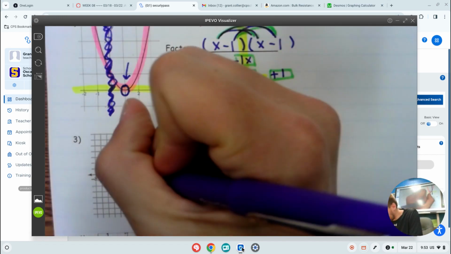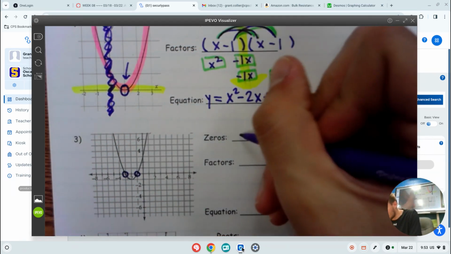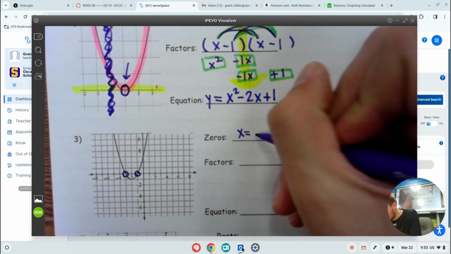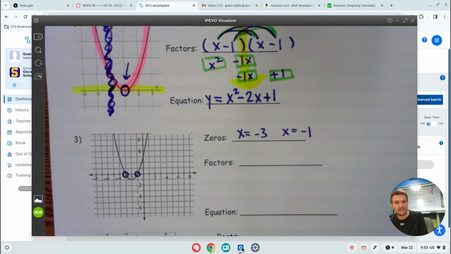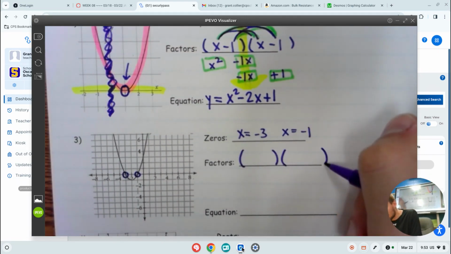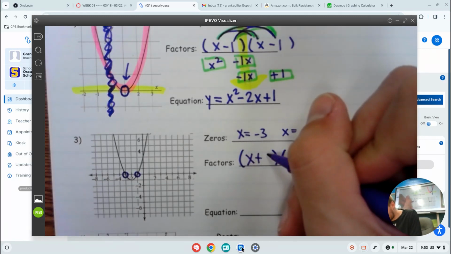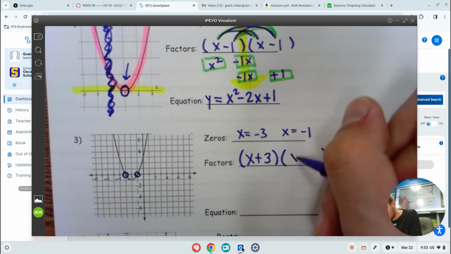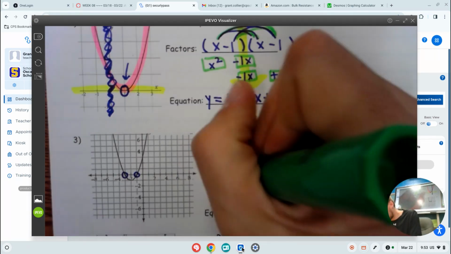So hopefully you figured out there are some zeros. That's working at x equals -3 and x equals -1. And that means our factors should be opposites with no equal signs. x plus 3 and x plus 1. And now FOIL it and get your equation.